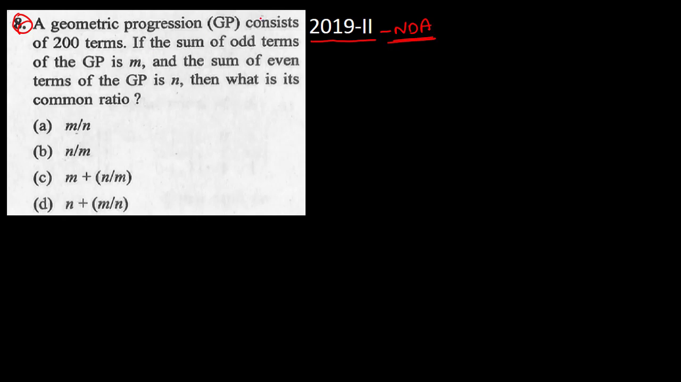A geometrical progression consists of 200 terms. If the sum of odd terms of the GP is m and the sum of even terms of GP is n, then what is the common ratio? And these are the four options.